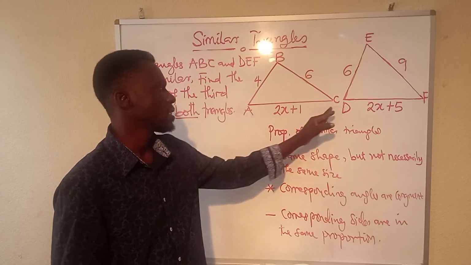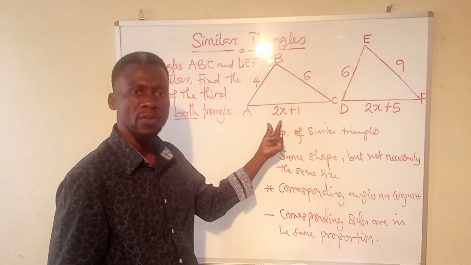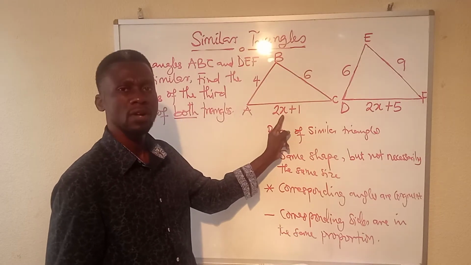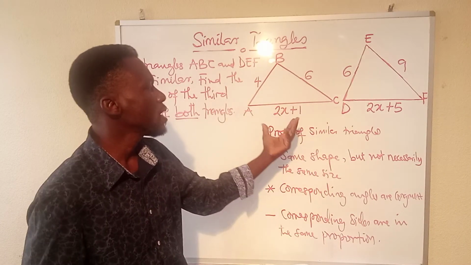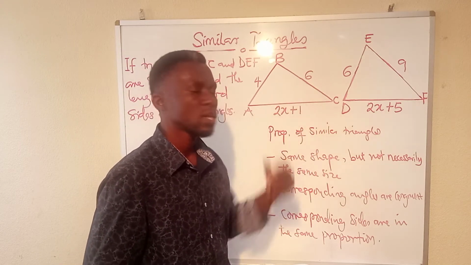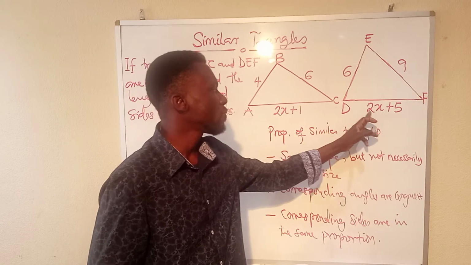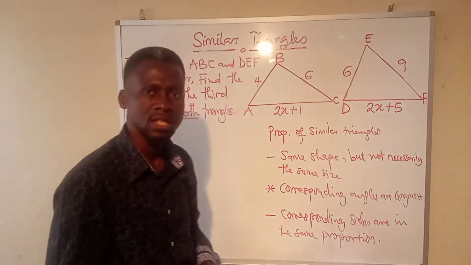Knowing this side AD, we need to know the value of x. So knowing the value of x and multiplying 2 by the value of x and adding 1, we shall know the side AC. Same way, when we solve for the value of x and multiply the value of x by 2 and add 5, we shall have the side DF.